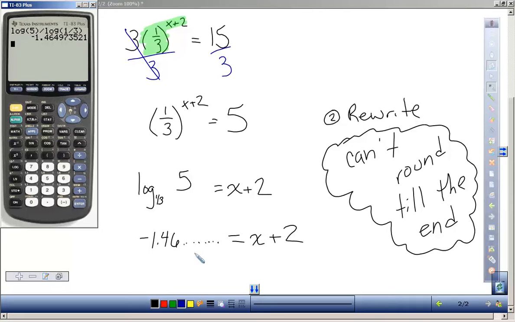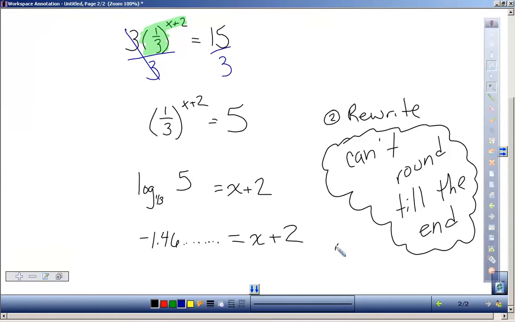So what I do, for the sake of, again, not having to write too much, is I'm going to keep all of those in my calculator. I'm just going to put dot, dot, dot here. I'll round when I get to the very end, because now I'm to my third step, which is to finish solving. And the only thing I have left with x is my plus 2.